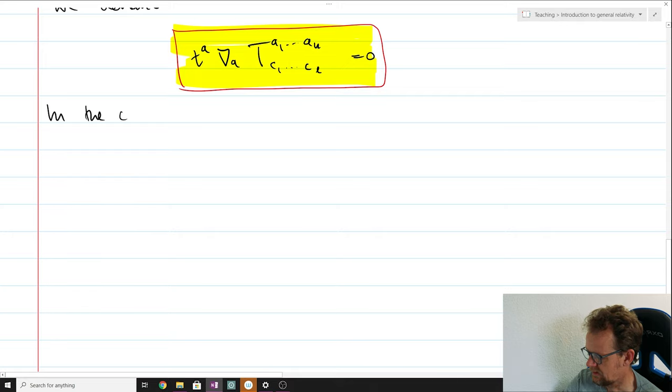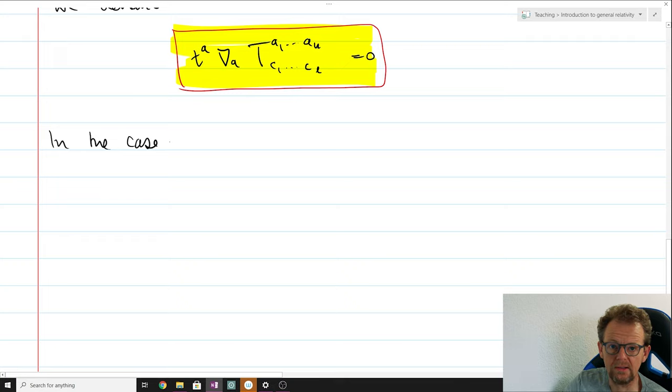So in the case where the derivative operator is given by some coordinate derivative, we can express the parallel transport definition in a coordinate chart.